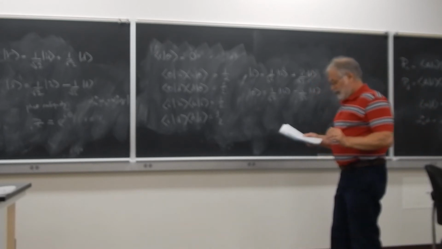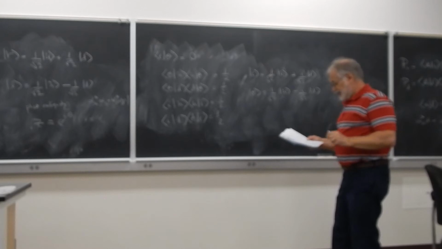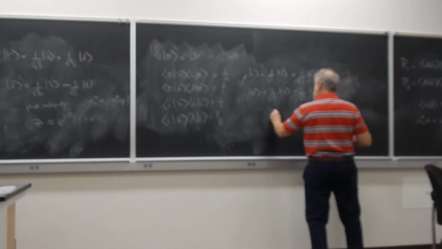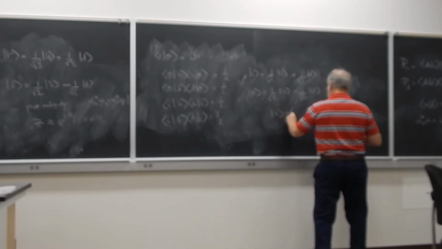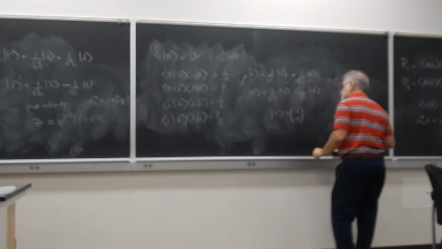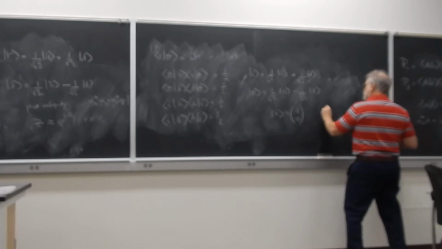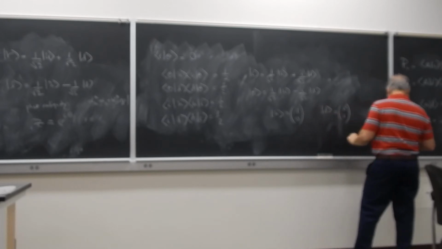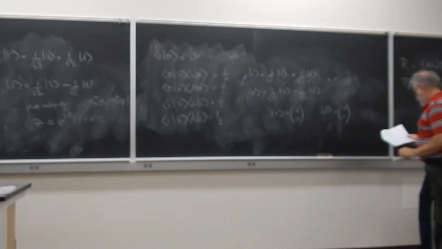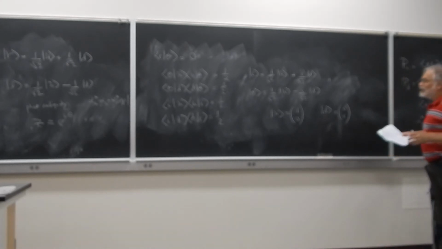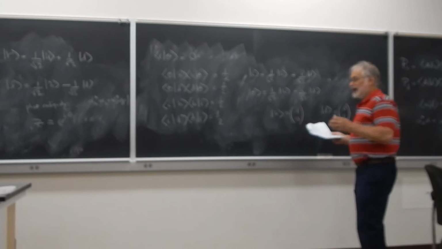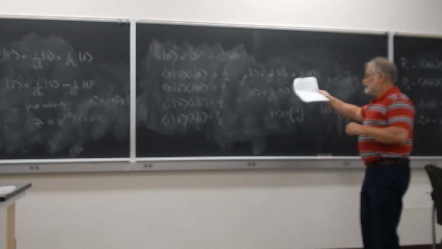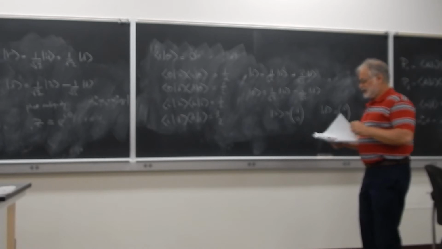We can also represent spin states as column vectors. So I can write U as 1, 0. I can write D as 0, 1. And from all of these, I can calculate ket I, ket O, ket R, and ket L from all these considerations.